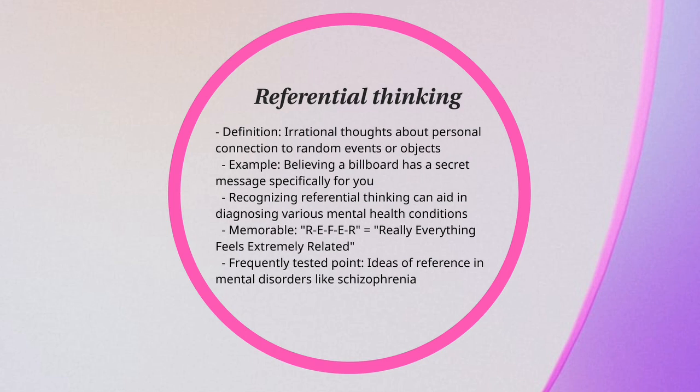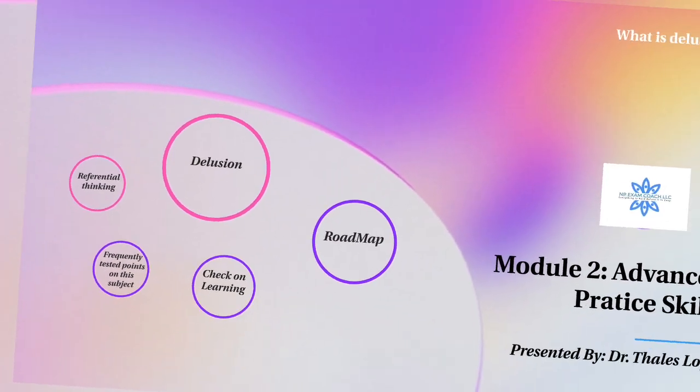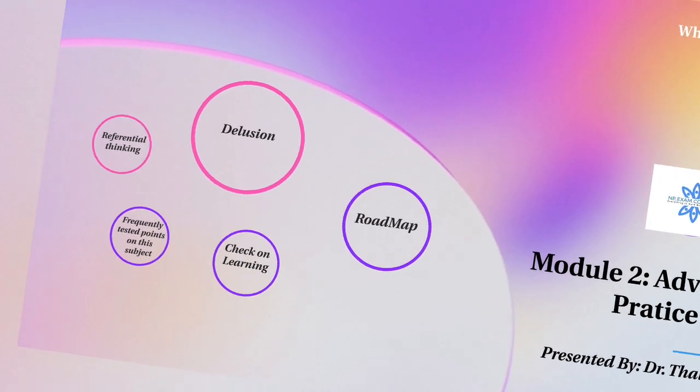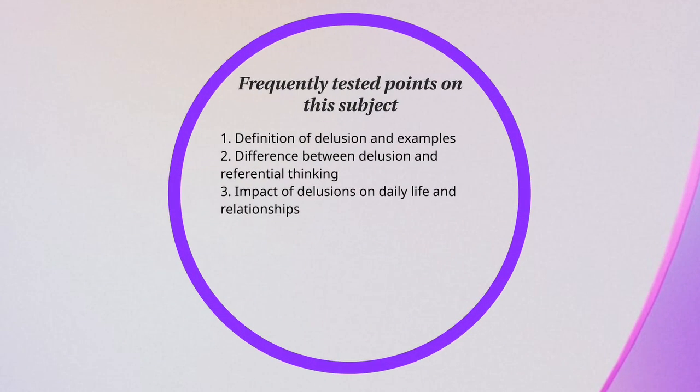I hope none of us do this, right? Mnemonic: referee. Reality, everything feels extremely related, right? So a frequently tested point is that ideas of reference in mental health conditions like schizophrenia are common. So they think that the message in the billboard, or perhaps your vehicle plate, has a special number. Those numbers will lead to winning the lotto. So there will be referential thinking, right? So it's a special message in those numbers for you.